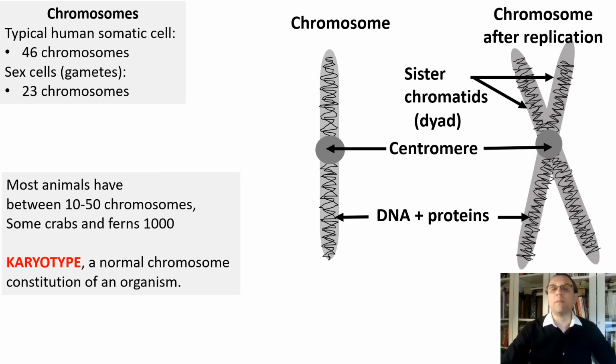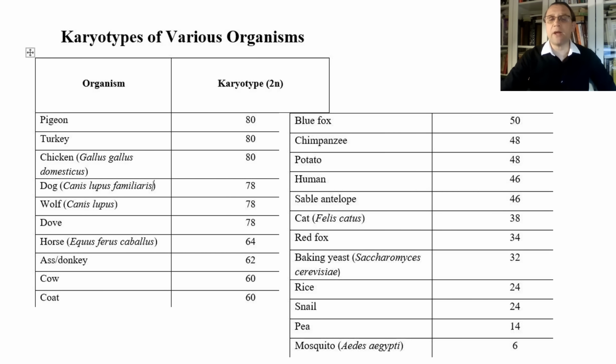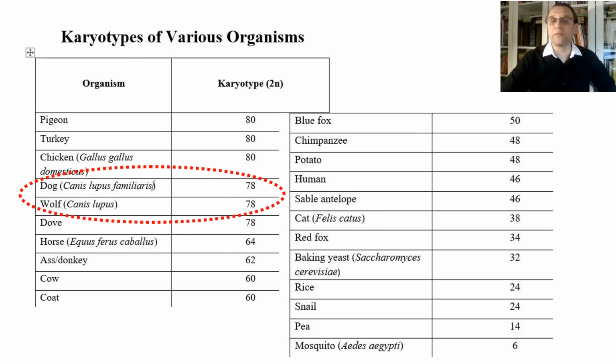Karyotype is the normal chromosomal constitution of an organism. In different species, the number of chromosomes varies. However, keep in mind, most bacteria have a single chromosome, regardless of their species. Here are karyotypes of different species. Notice the dogs and wolves that belong to the same species but different subspecies. Therefore, their chromosomal constitution, or karyotype, is the same, 78.